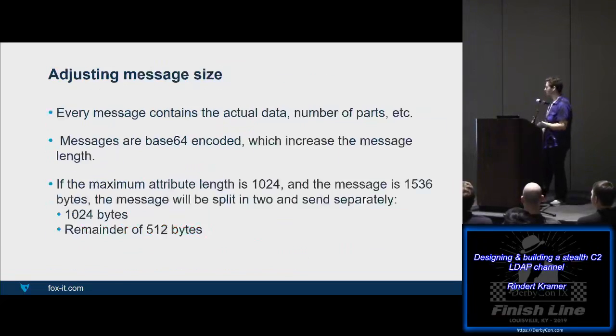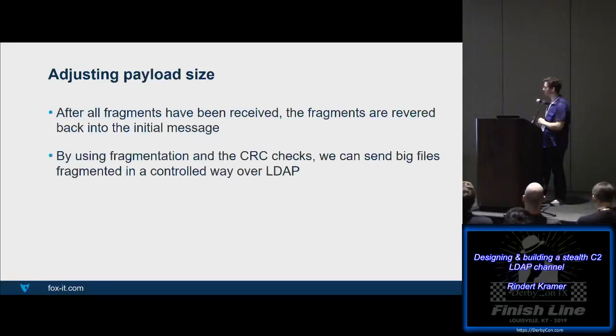So what about fragmentation? Every message that's written to the data attribute contains information such as message IDs and the number of parts it contains of the data itself. And it's base64 encoded, which also adds some overhead. But let's say that the attribute space has room for 1 kilobyte. To fragment a message of 1.5 kilobytes, the message will be split in 2 parts and sent separately. One part will be 1 kilobyte, and the other part will be half a kilobyte, and it keeps track of that and stuff like that. After all fragments have been received, the fragments are reverted back into the original state.